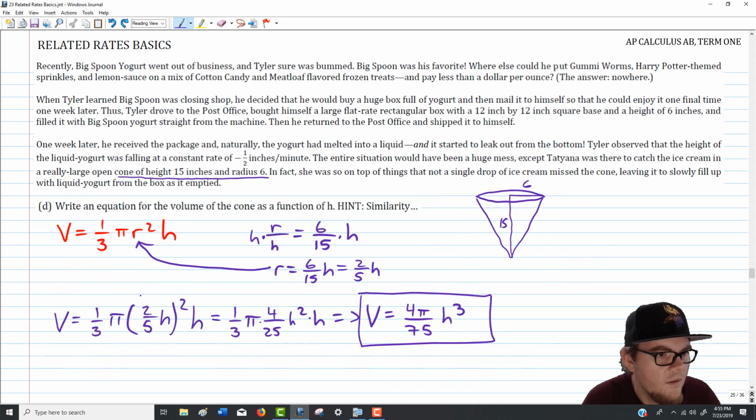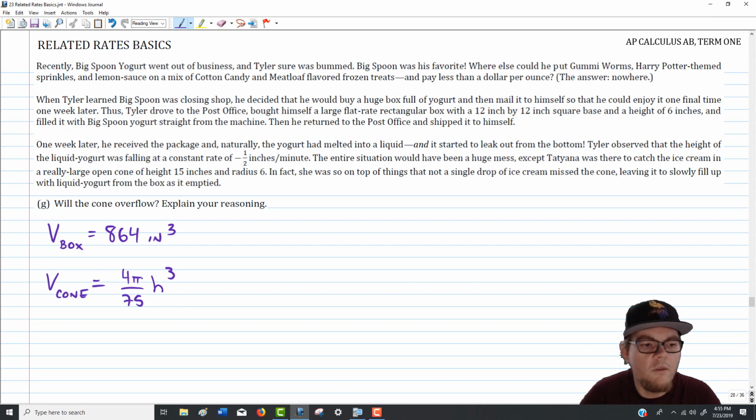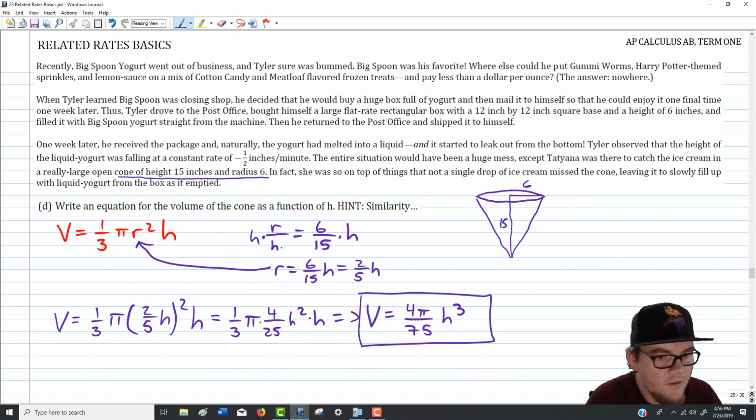But did we not already do that? Please tell me we already did. What is the rate? Dang, we did not. Oh well. 4 pi over 75 H cubed is the volume of the cone. We want to evaluate this at the height of the entire thing, which is 15. So I want to evaluate it when h equals 15. With that in mind, we can just plug into our equation. Let me make sure one more time that we did get it correct.